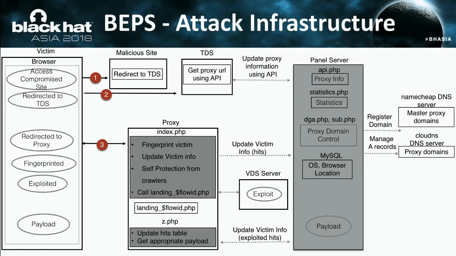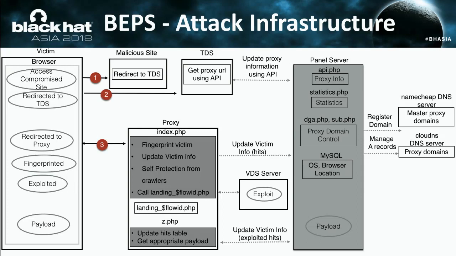This is domain registration. In the BEPS or Sundown exploit kit attack infrastructure, they have functions to make automated domain registrations. These are the domains of their proxy server. They automatically register their proxy server domains using the Namecheap DNS service. They also use the cloud DNS because in order to control these domains, they have the authoritative name server. So the authoritative name server is a cloud DNS service. They use DNS servers for controlling or changing their proxy server domains. So this is the main difference of the BEPS exploit kit.